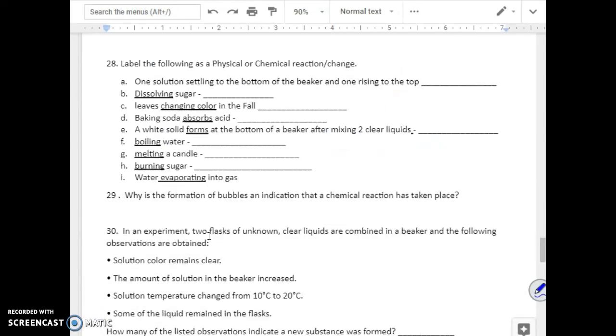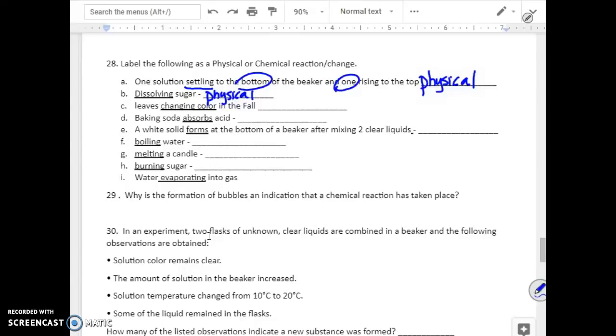Physical or chemical reaction or change. So one solution settling to the bottom of the beaker and the other one rising to the top. So one at the bottom and one at the top, that's just density, which is going to be a physical property. Dissolving sugar. So you can evaporate the water and the sugar is going to be left over, so that's also going to be physical. You can normally tell just by these underlined words.